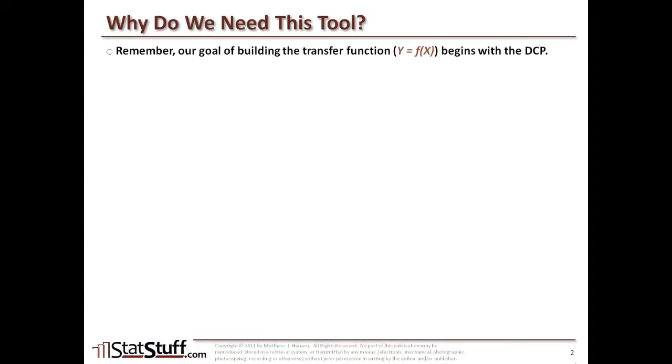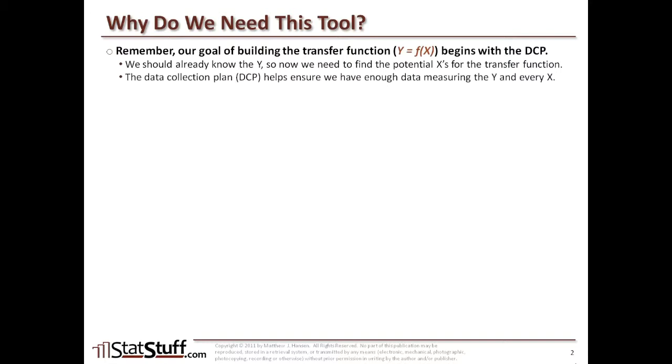Remember, what we're trying to do here is to build the transfer function. That's the y equals f of x. In order to do that, we have to begin with trying to build the data collection plan, or the DCP. So we should already know what the project y is. So now we need to find out what are those potential x's for that transfer function. And it's the data collection plan that's going to help us ensure that we have enough data for measuring that y and every one of those x's within the transfer function.